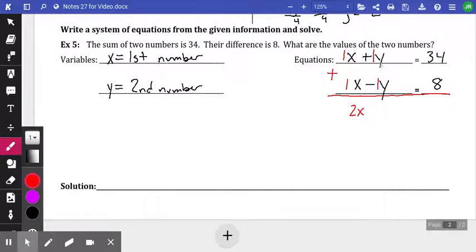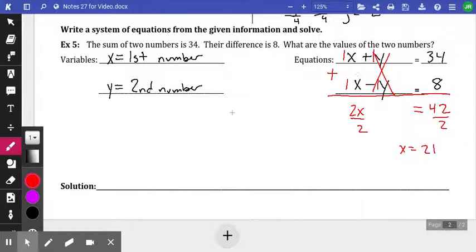1y minus 1y cancels out. Bring down the equals, and then I'll have 34 plus 8, which is going to give me 42. Then divide both sides by 2, and this will give me x equals 21. So one of the numbers is 21. The first number is 21.